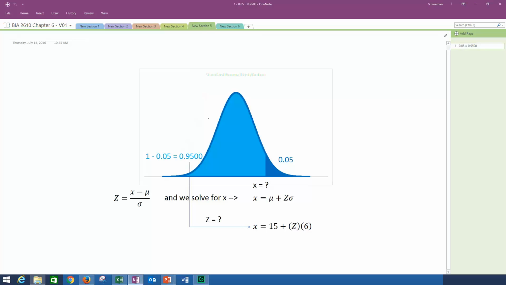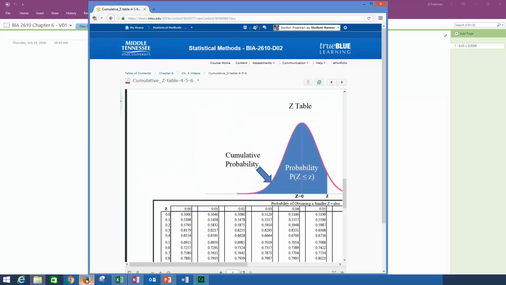Now this kind of problem, I refer to this as an outside-in type of problem. We're looking on the inside of the z table for the 0.95. So let's go back to the table. You can download this table from the D2L shell. But 0.7881, 0.79, the numbers get bigger as you go down.